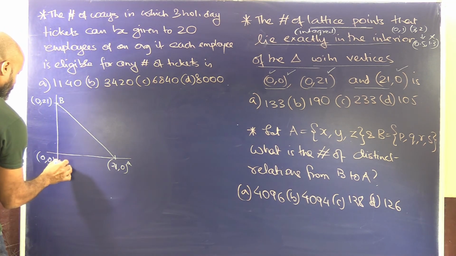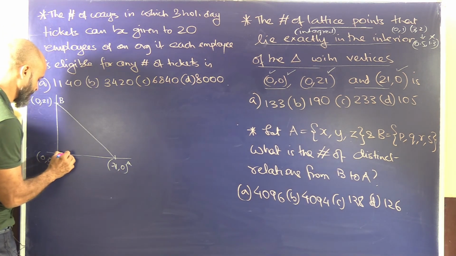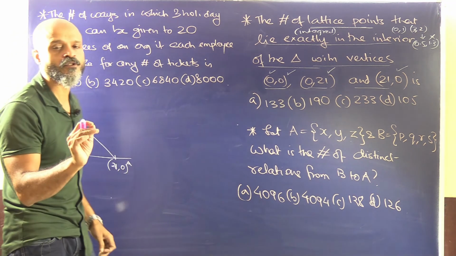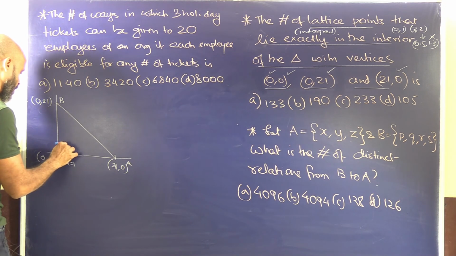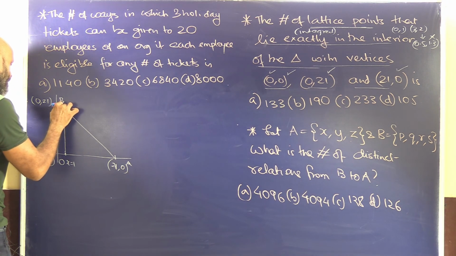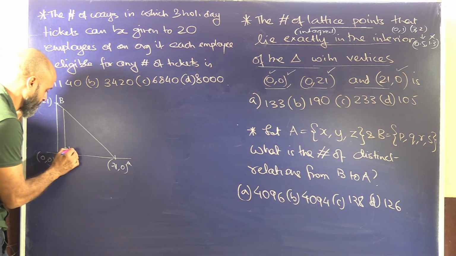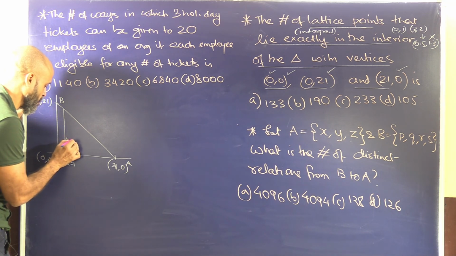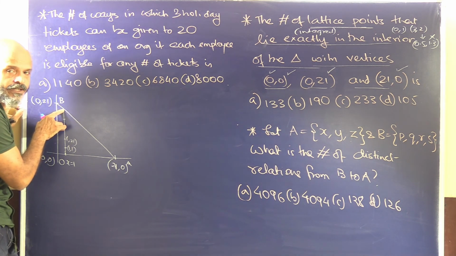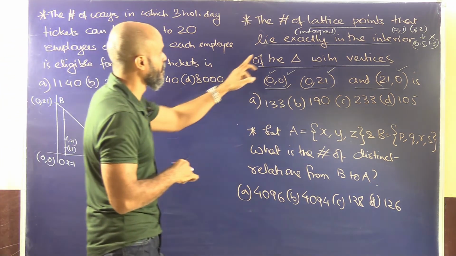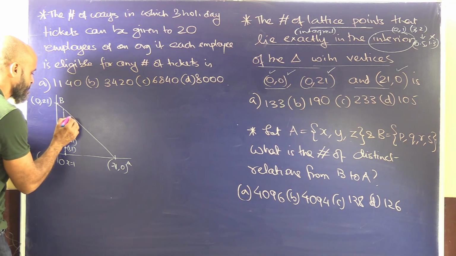Now, lattice point again means integral points. So we can only have points along x equals 1, x equals 2, or y equals 1, y equals 2, and so on. Let's say I draw the line x equals 1. What are the lattice points which will be inside the triangle? It will be (1, 1), then (1, 2), and so on, till here. This last point will obviously be on the triangle, so we cannot include it, because here it is said interior of the triangle. So the last point that I will have on this line is (1, 19).